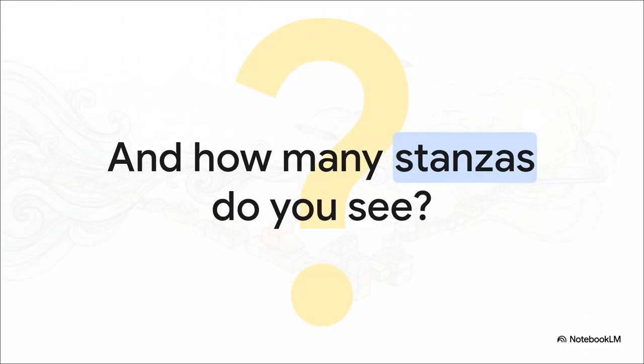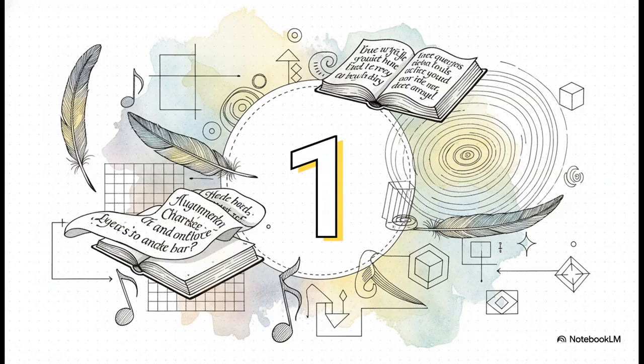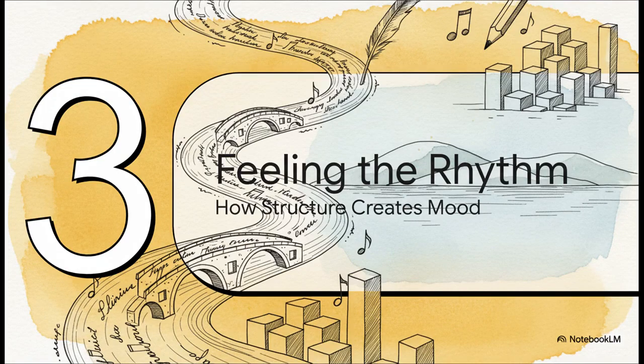All right, next question. How are those lines grouped together? How many of those poem paragraphs do you see? Just one. They're all bundled together in a single block. That gives the poem this really compact, complete feeling, doesn't it? Like one whole thought presented all at once. Now, here's what's so cool about all this. These technical choices, they're not just for show. They are specifically designed to make you feel something.